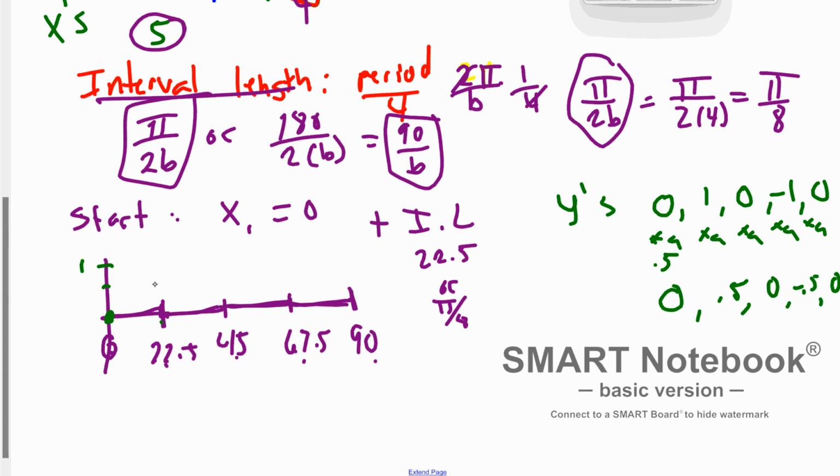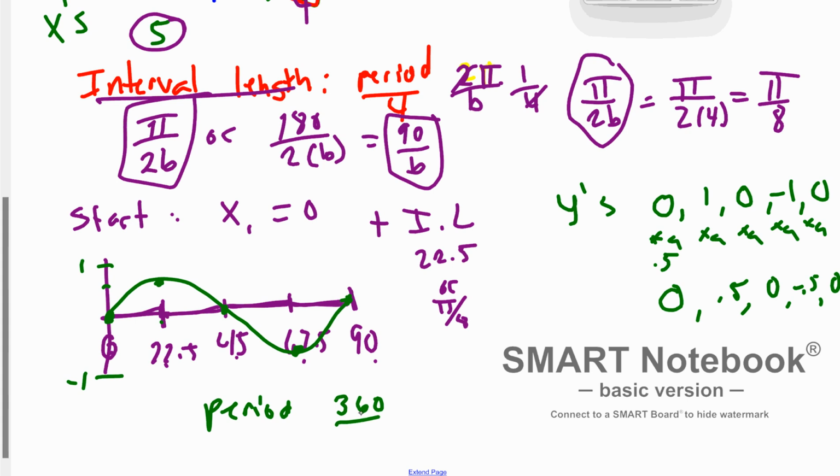Here's 1, so 0.5 would be right here. Then back to 0. Then down here's -1, so -0.5 right there. And then back to 0. So then here's my function if I graph it. It's like a wave pattern. There's my function graphed.